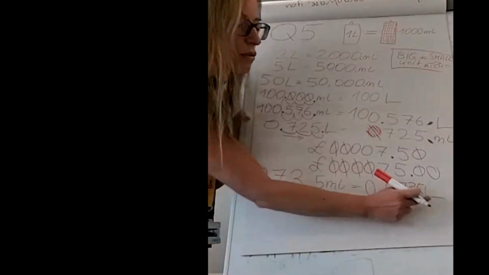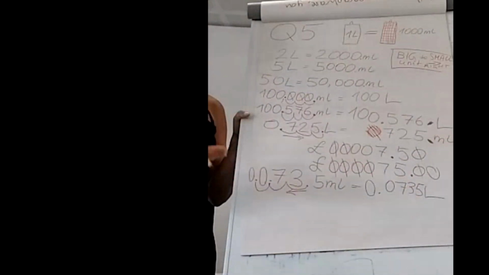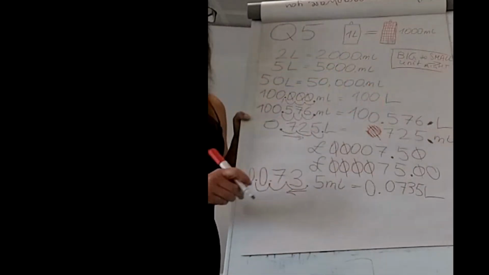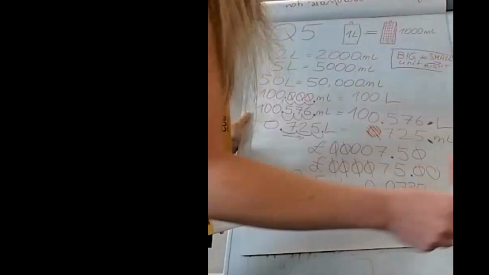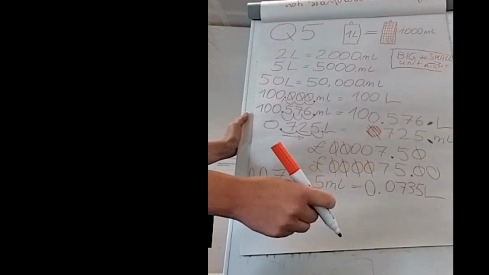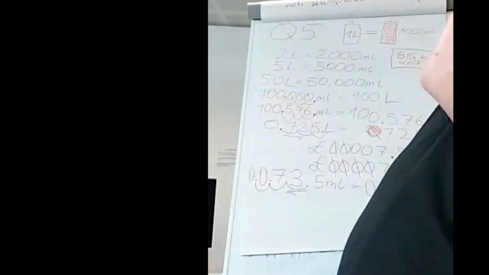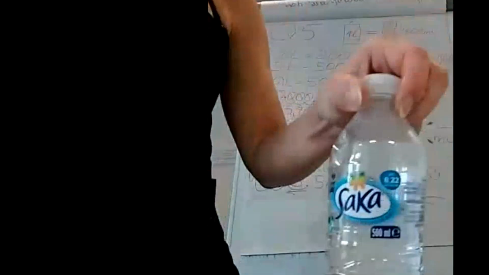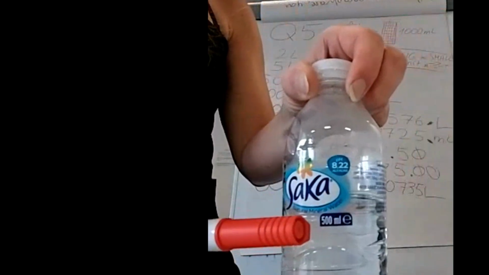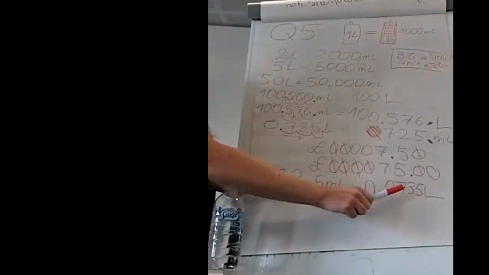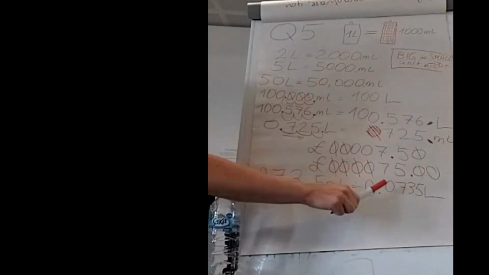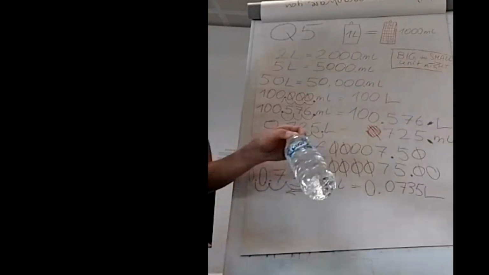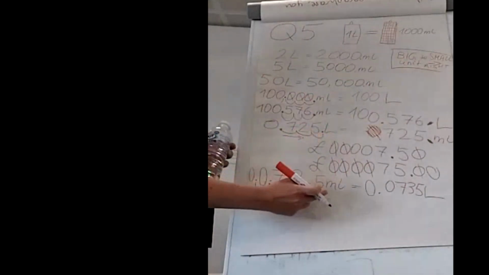So we have 0 liters. It's not a liter yet. So we have something like a small water bottle like yours. This one is also 500, isn't it? Yes, 500 milliliters. So it's about like this one. No, this is less. How much would that be in liters?